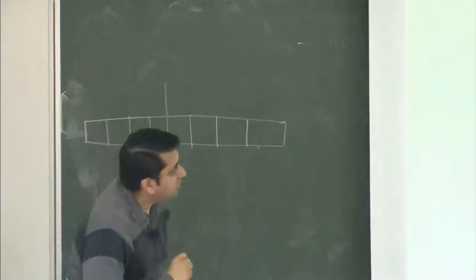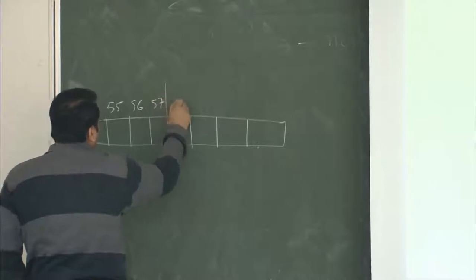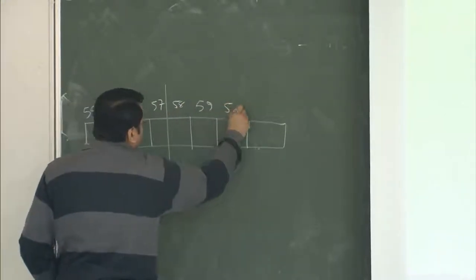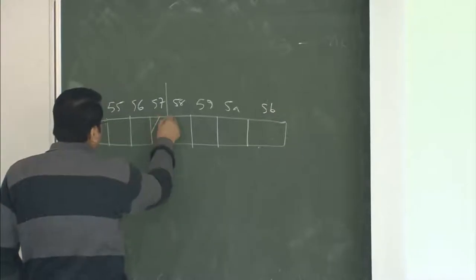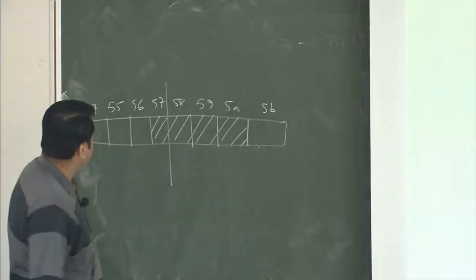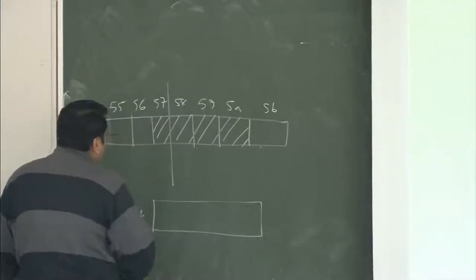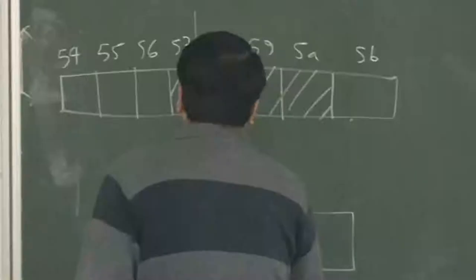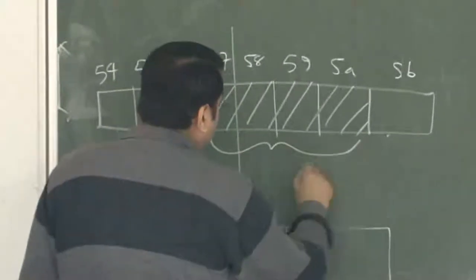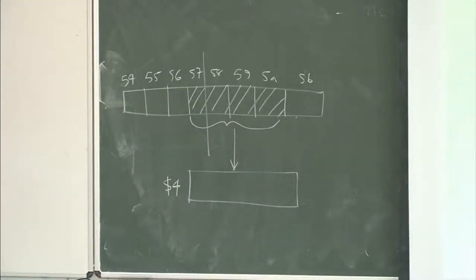So we have 54, 55, 56, 57, 59, 58, 5B. If I use these two instructions one after another, I would have copied this portion into $4. Is that clear to everybody at this point? If I use these two instructions one after another, I would have copied those 4 bytes into $4.